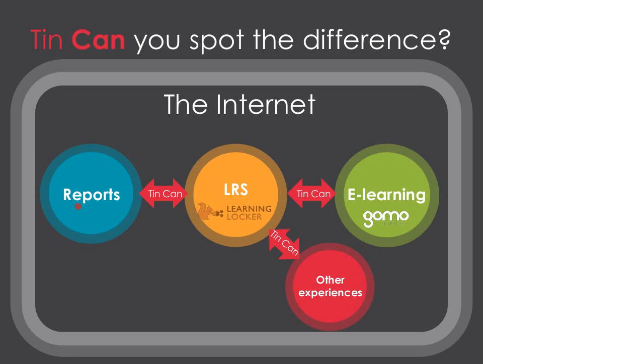So the data can go from the e-learning to the reports as before, but you could also have the data going the other way, reports going through to the e-learning, or potentially data could go from one learning experience into another learning experience. And I think that's one of the key advantages of Tin Can, is that what happens in one learning experience can inform what happens in another learning experience, because that data is bidirectional.